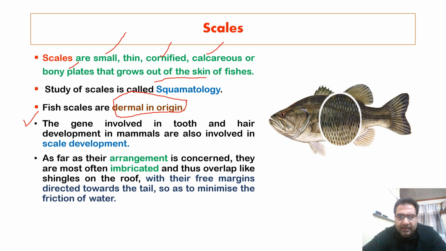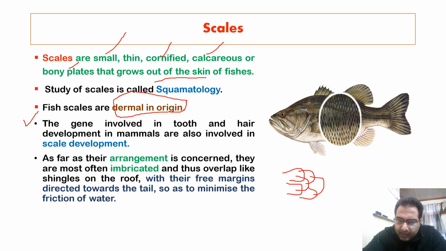As far as their arrangement is concerned, they are most often imbricated and thus overlap like shingles of a roof, with their free margins directed toward the tail so as to minimize the friction of the water. Now what we see here is that their arrangement is often imbricated. They look as if we put tiles on a roof. They overlap one another, just like the tiles on the roof.